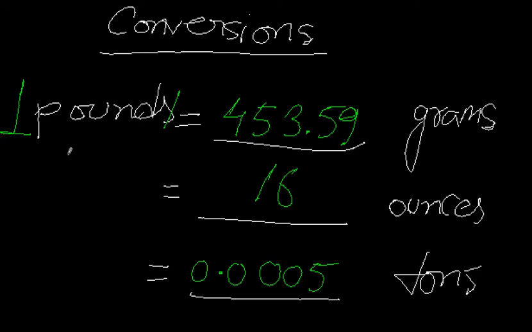So if it is asked 5 pounds equals dash grams, then I just multiply 5 with 453.59. If it is asked 5 pounds equals dash ounces, I'll multiply 5 with 16. And if it is asked 5 pounds equals dash tons, then I'll multiply 5 into 0.0005, and that will give me the converted result.